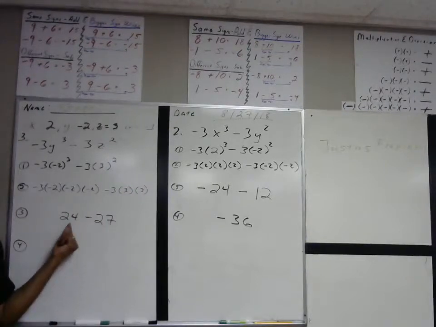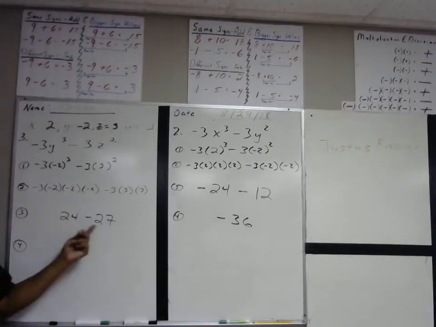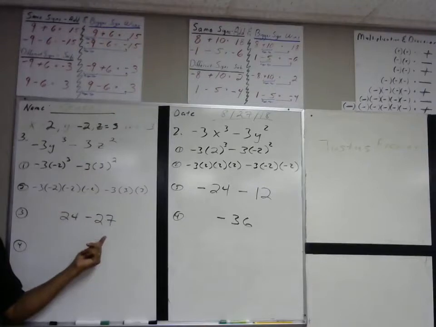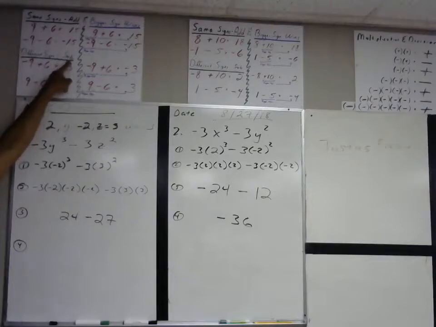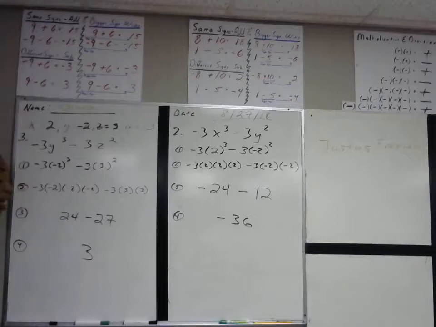Okay. Now I have a positive and a negative. These are different signs. One is positive, one is negative. So when you have different signs, subtract. When you subtract those, you will get 3. Very good. And the bigger sign will win. Negative. Well said. Great job.